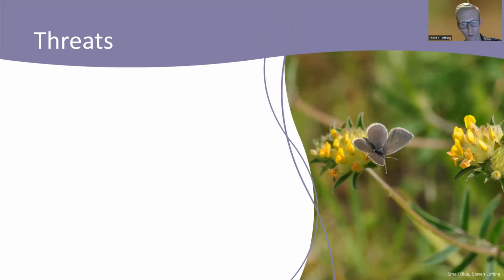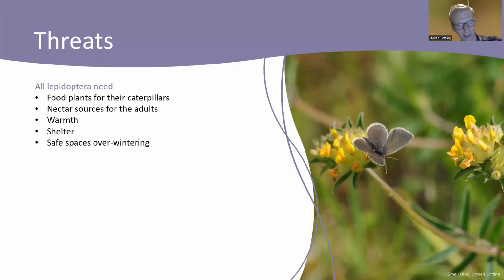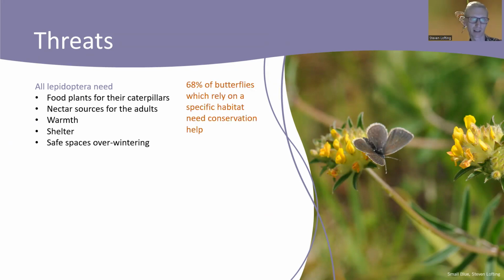You're probably thinking, why is this important? Why do we need landscapes for Lepidoptera? All butterflies need different things for their life cycles. They need food plants for their caterpillars, nectar sources for the adults, warmth, shelter, and safe spaces for overwintering. A lot of species can be particularly specific to what they want. The example on the screen at the moment is the small blue, which of course only uses kidney vetch to lay its eggs. So that's a very niche life cycle, and some life cycles are more complex than that.